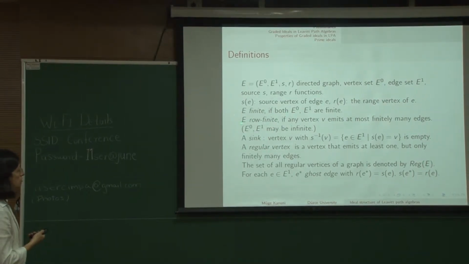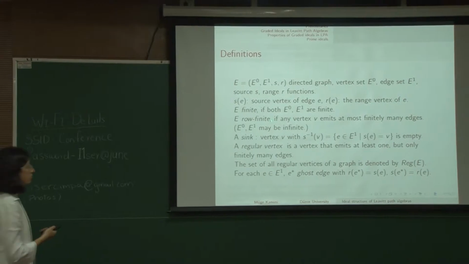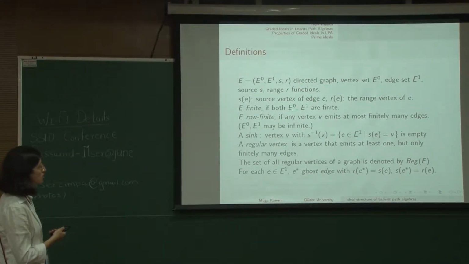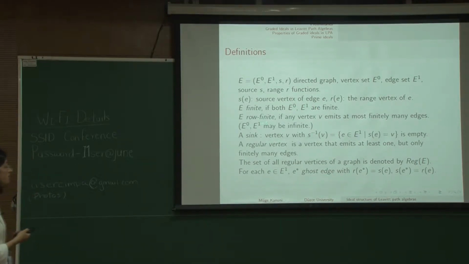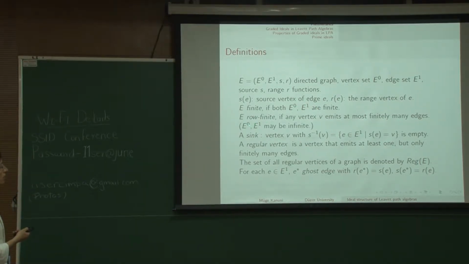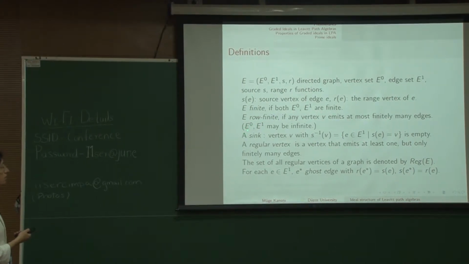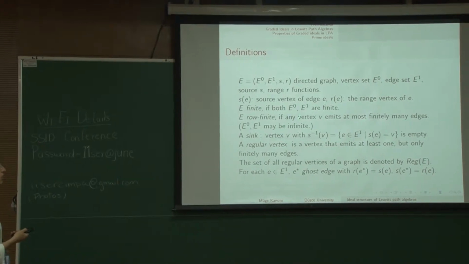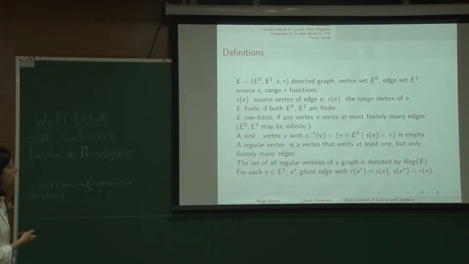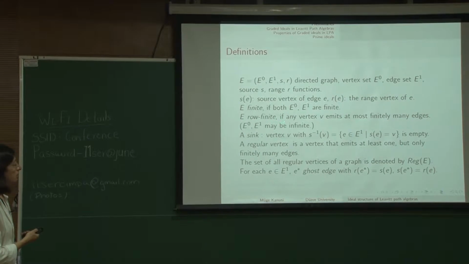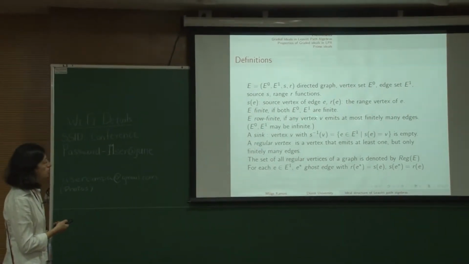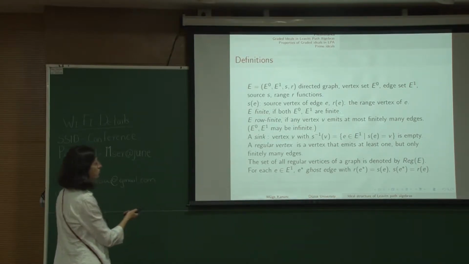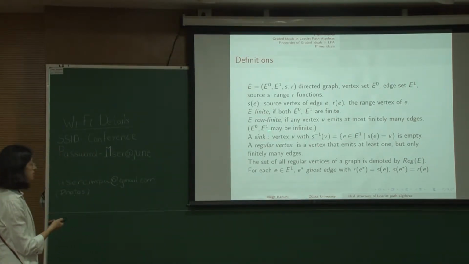I'm going to consider mostly the graph to be finite, meaning that both the edge and vertex sets are finite. However, it is possible that either E^0, E^1, or both may be infinite. We call E row-finite if this is the case but no vertex emits infinitely many edges. So I will consider graphs without any infinite emitters.